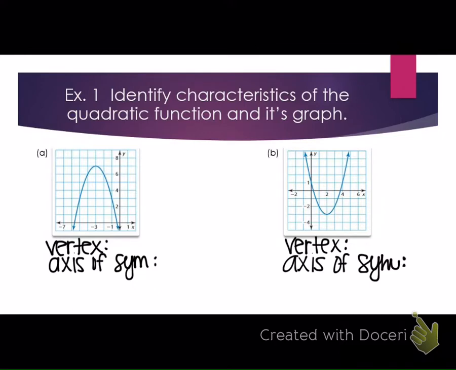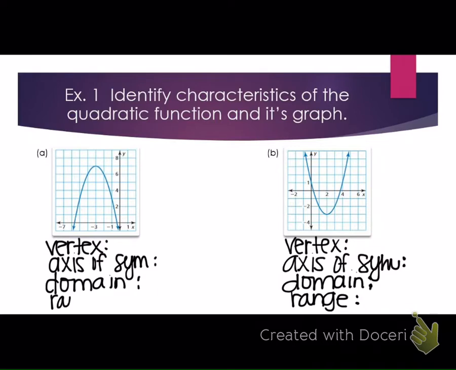All right, what was the third characteristic we talked about? Domain. So we're going to find the domain of each of these. And what was the fourth characteristic? The range. Very good. So we're just getting a little bit ahead of the game, and we're writing down the 4 characteristics that we're going to find.